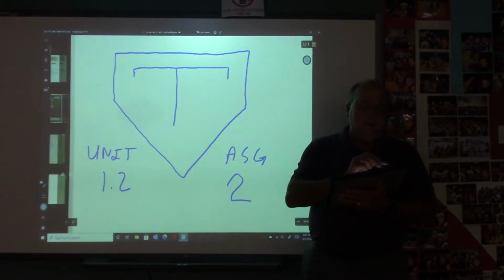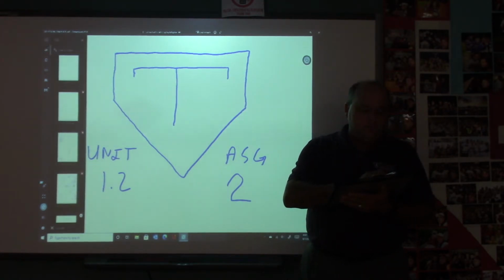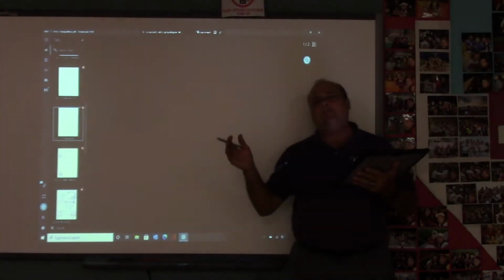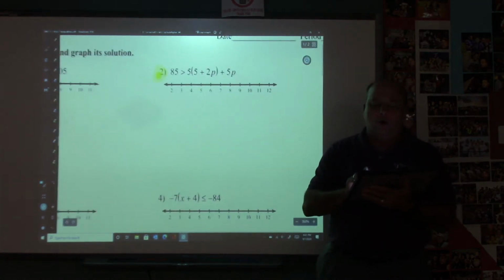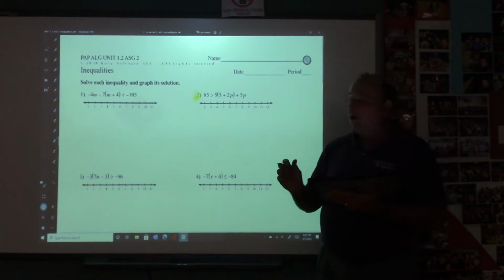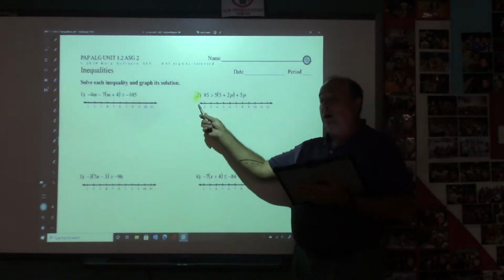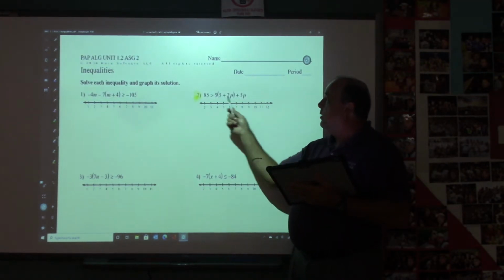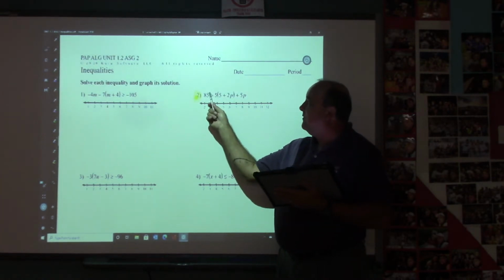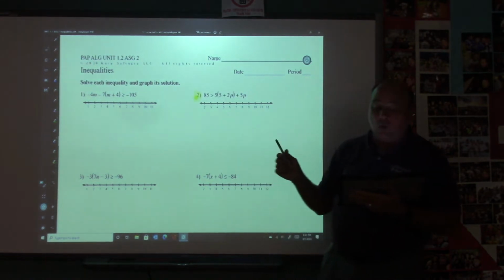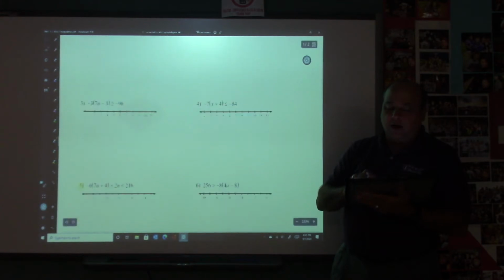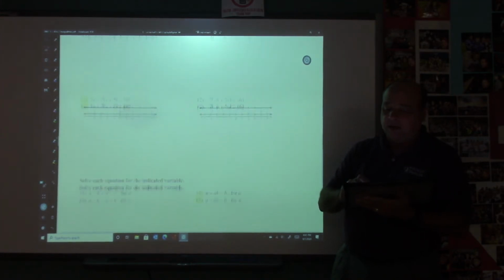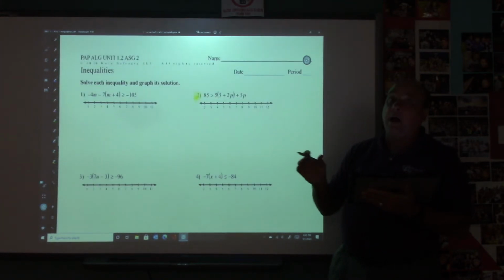So let me open up the paper we're about to do. It's going to be the best part of your day. On this problem, notice we have a number line and we have an inequality. Instead of an equal sign, there's an inequality in there. So we're going to learn how to solve inequalities today, and this will be a blast.